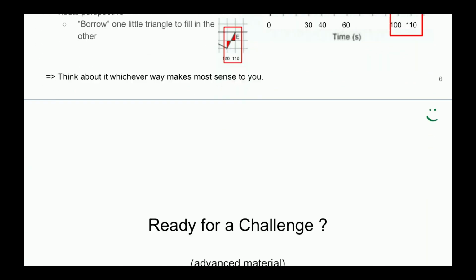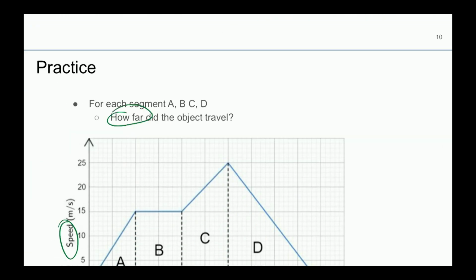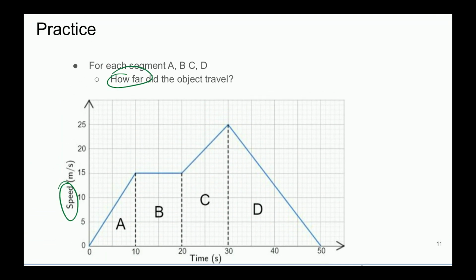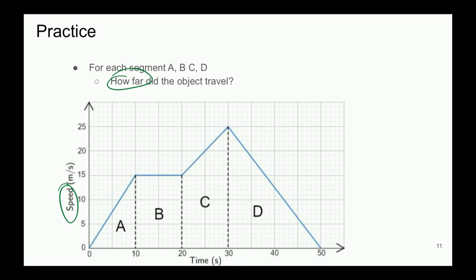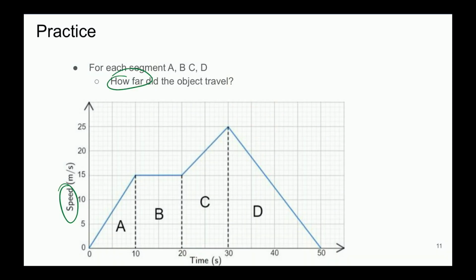Now, if you ever get something that looks like this, like a speed time graph, all you can do is get distance, right? Because there's no vector information in a speed time graph. So if you have a graph that looks like this, you can calculate the areas, you'll get distance, but you will not get displacement. Just remember that.